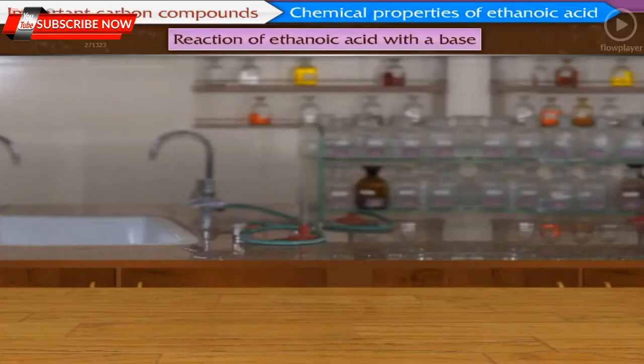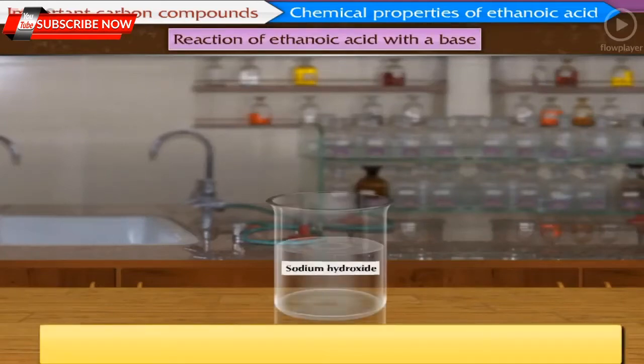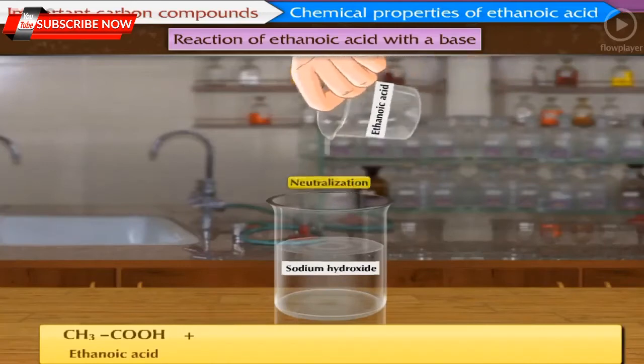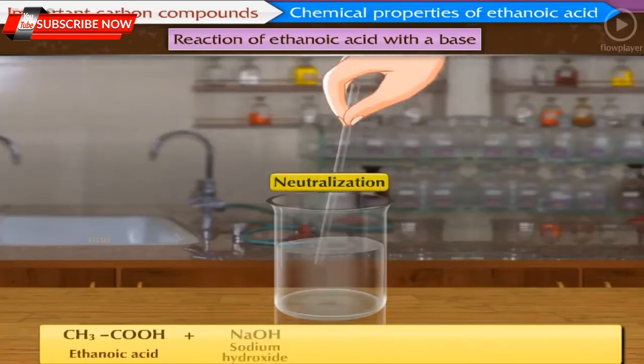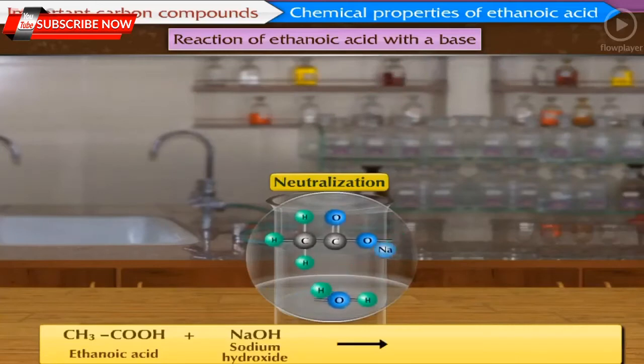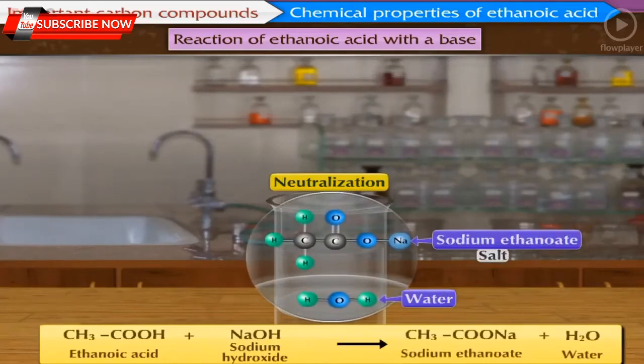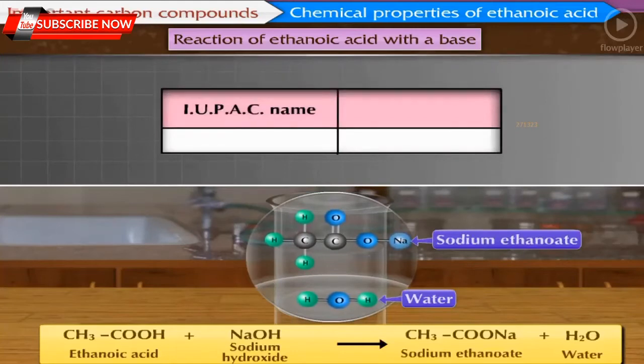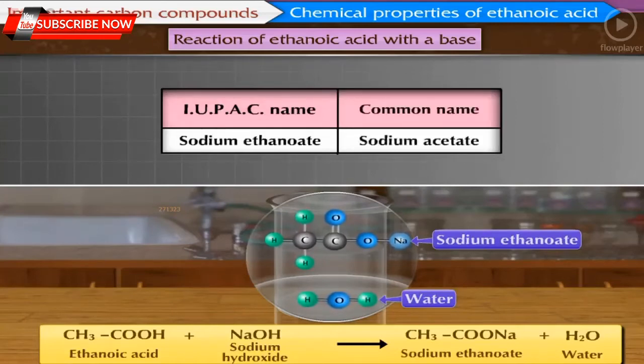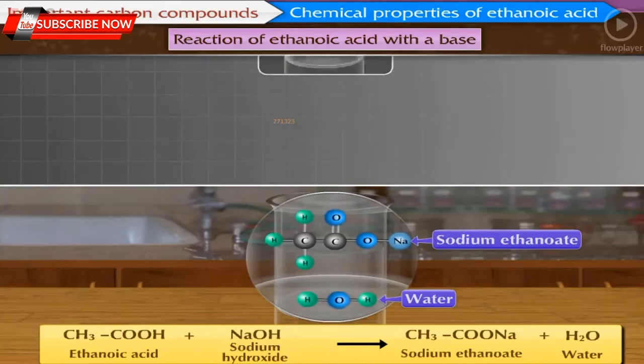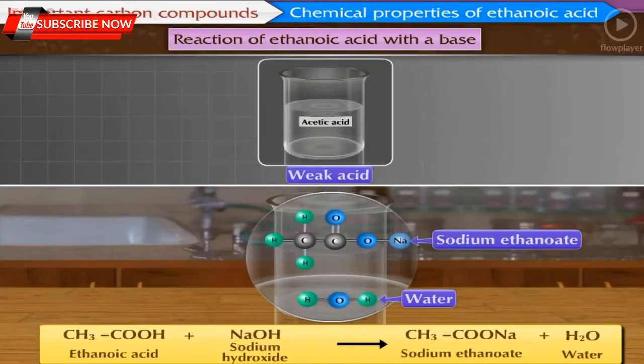Reaction of ethanoic acid with a base. Let us first study the reaction of ethanoic acid with a strong base. Ethanoic acid undergoes neutralization reaction with a strong base, sodium hydroxide, to form a salt and water. The IUPAC name of the salt formed here is sodium ethanoate, while it is commonly known as sodium acetate. Acetic acid is a weak acid and sodium acetate is a neutral salt.